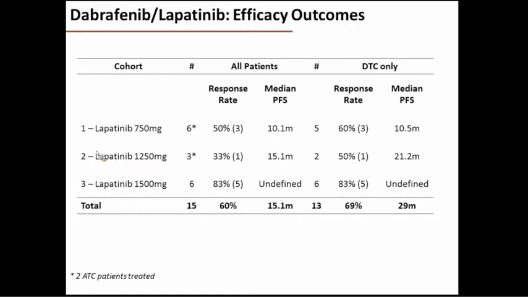These are the 3 doses, the number of patients studied at each dose level, and this is the overall median progression-free survival, which was 15 months, and the response rate, which is 60%. Compare that to the 38% response rate that Marsha Brose published with a RAF kinase inhibitor alone. And if you exclude the anaplastic thyroid cancer, the response rate was 70%. So clearly, a significant signal for improvement.